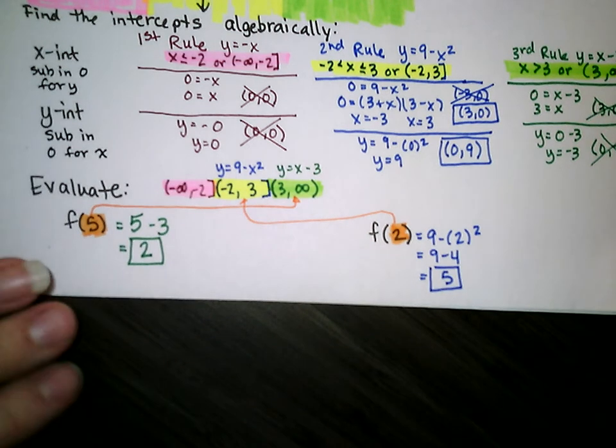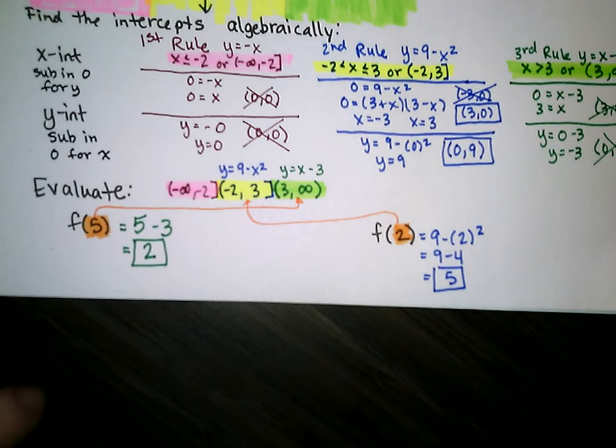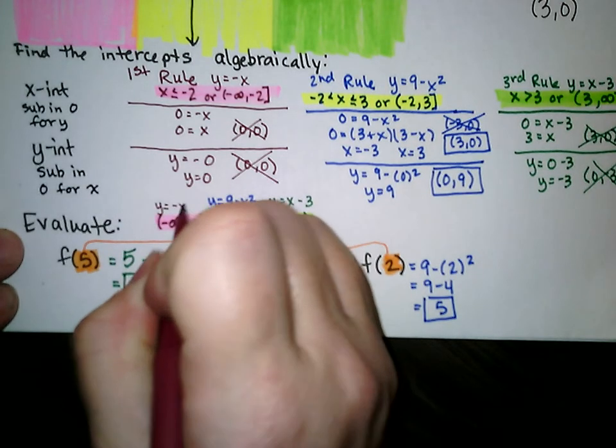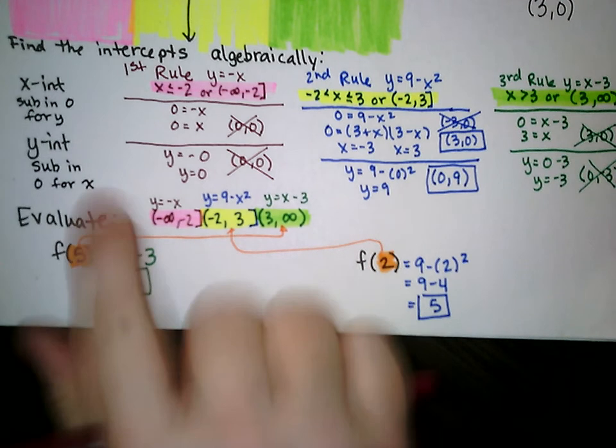Just make sure that when you're substituting these values in, you only sub them into the zone that goes with their rule. On this one, we didn't even use that first rule, y equals negative x, because we weren't asked for any x values that were in that zone.